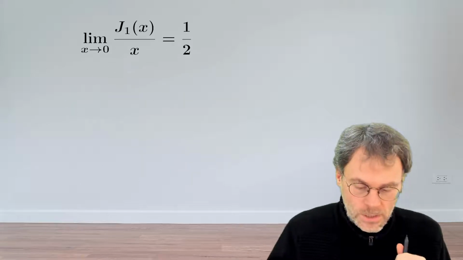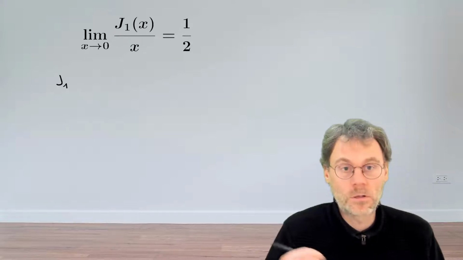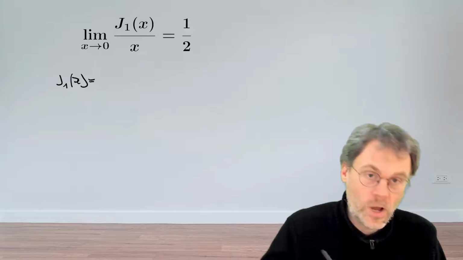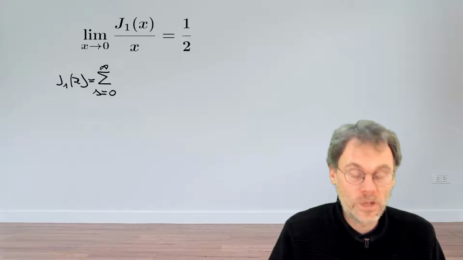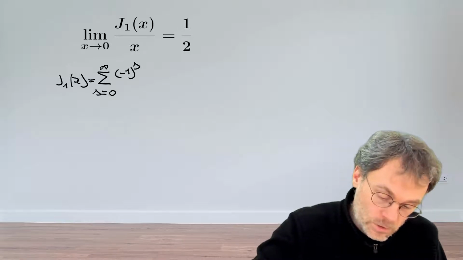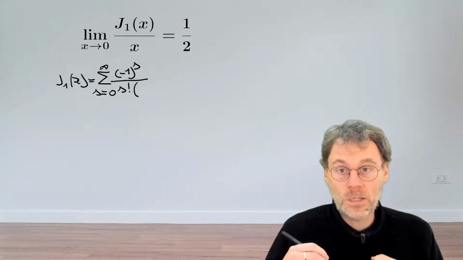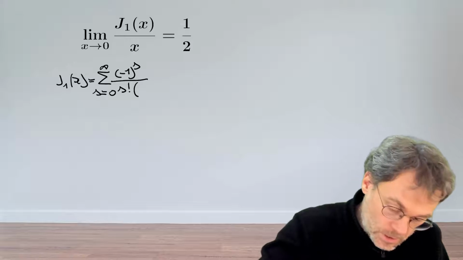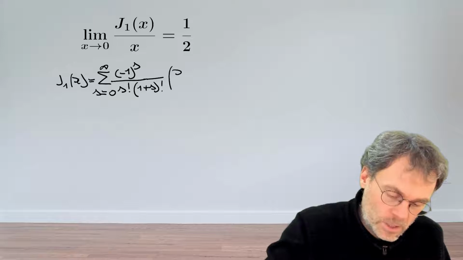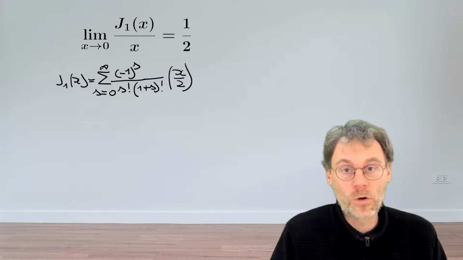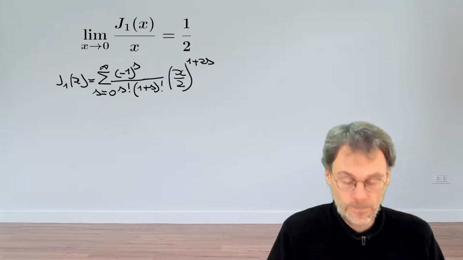We know what the Bessel functions are in terms of a series expansion. So we know that the Bessel function J1 of x, you can write as a summation, with index s going from 0 to infinity, of (-1) to the power s over s factorial, and then n plus s factorial, with n being the order. So in this case, it becomes 1 plus s factorial. And then we have (x over 2) raised to the power of n plus 2s. So n, that becomes 1 plus 2s.